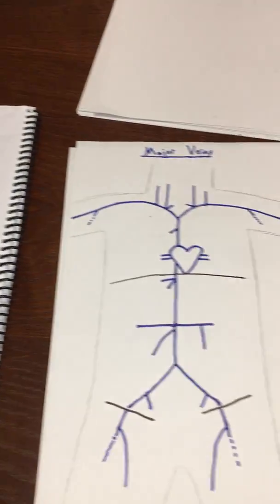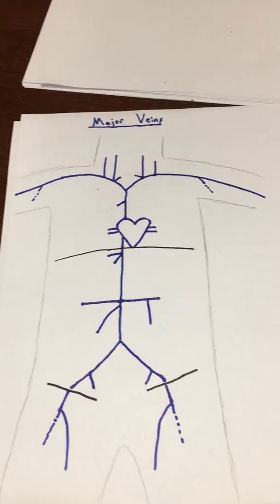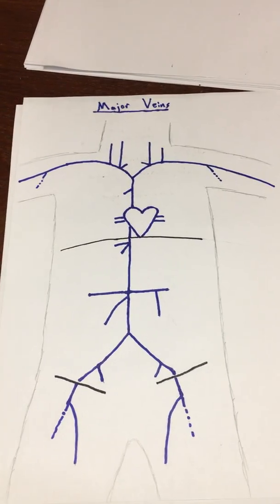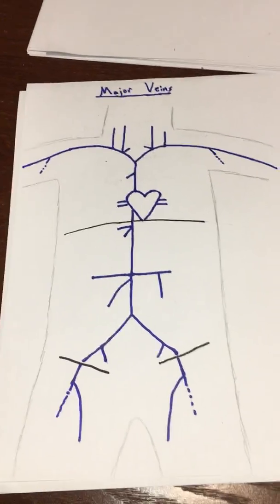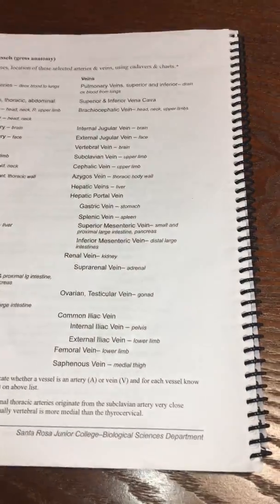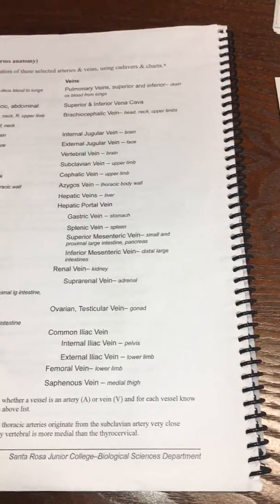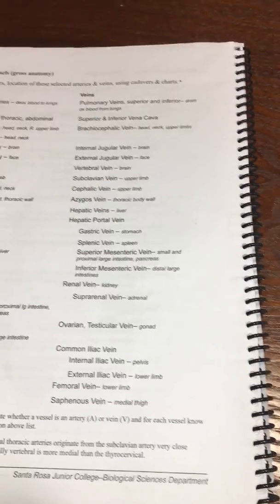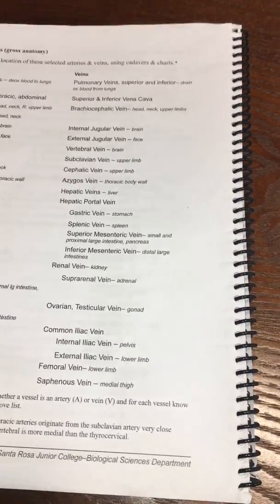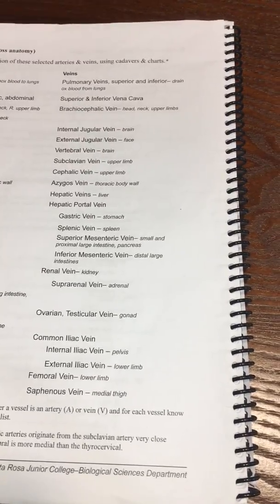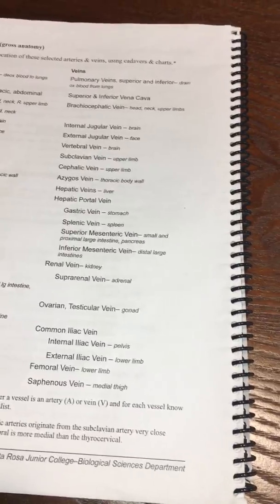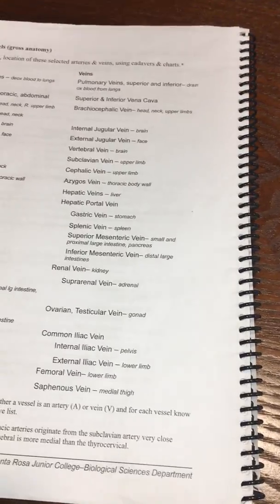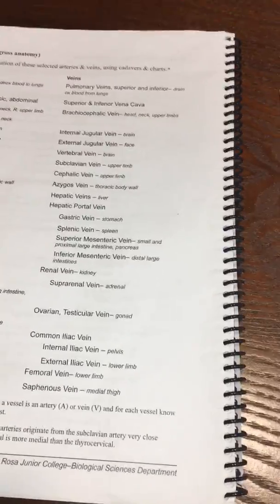Hello, everybody. This is going to be your roadmap for all of the major veins that you need to know for Anatomy 1. We have a certain list in the book here on the right side, on page 52 in your lab manual, for all the veins that you are responsible to know. These are all the main veins that we want you to know. There are going to be a lot of veins in the body, but we really just want you to focus on the most important ones and the ones that really stand out.